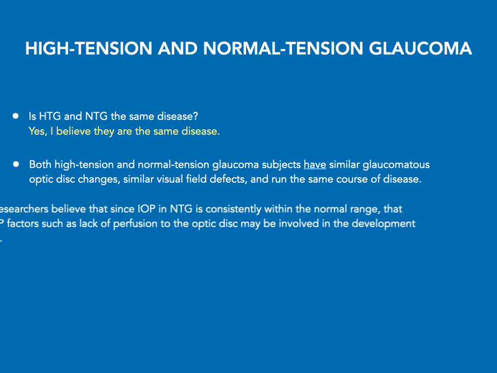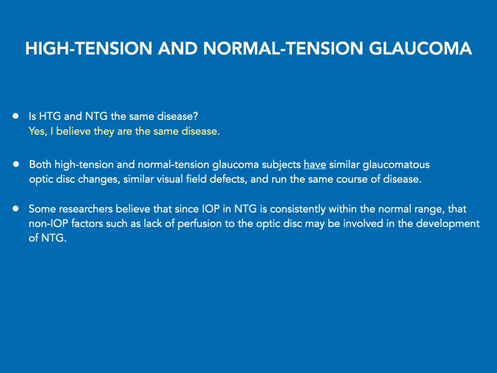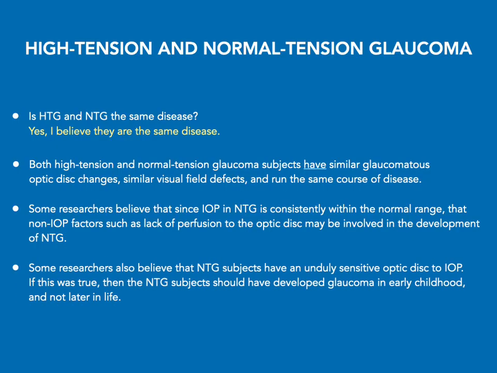Some researchers believe that since IOP in NTG is consistently within the normal range, non-IOP factors such as lack of perfusion to the optic disc may be involved in the development of NTG. Some researchers also believe that NTG subjects have an unduly sensitive optic disc to IOP. However, if this was true, then the NTG subjects should have developed glaucoma in early childhood and not later in life.